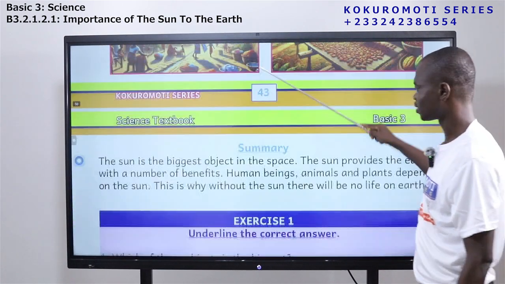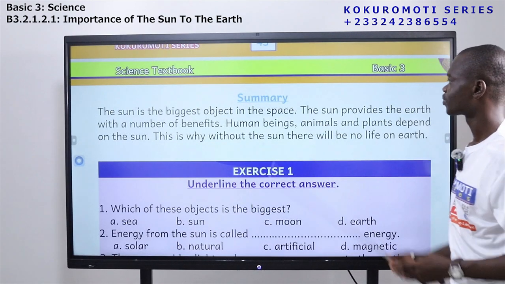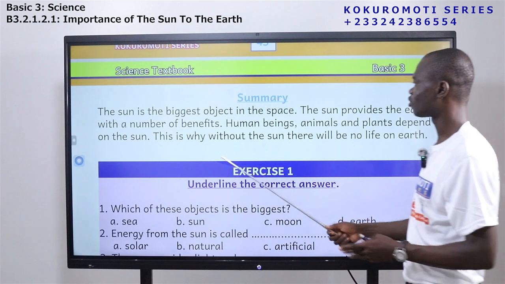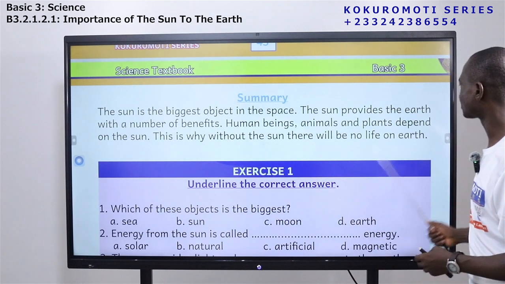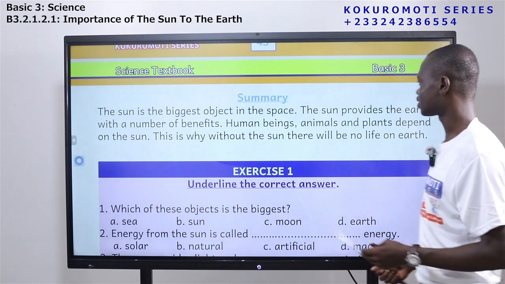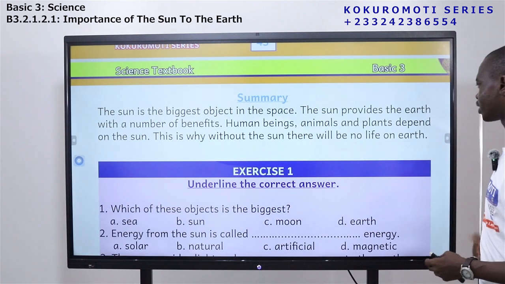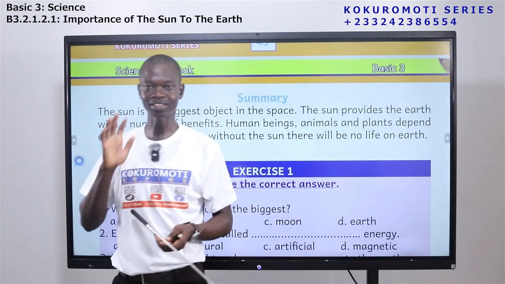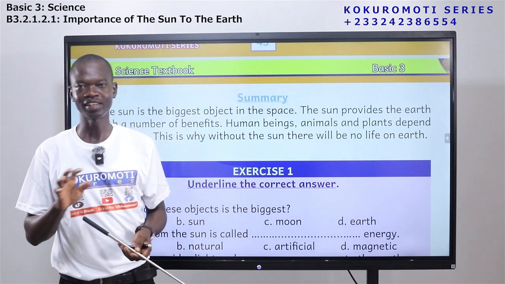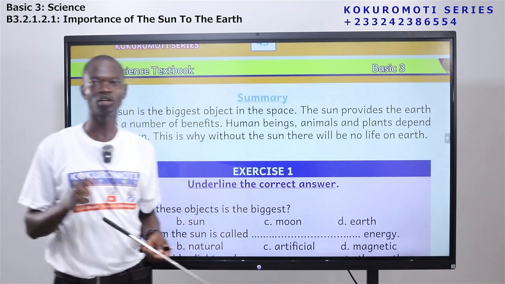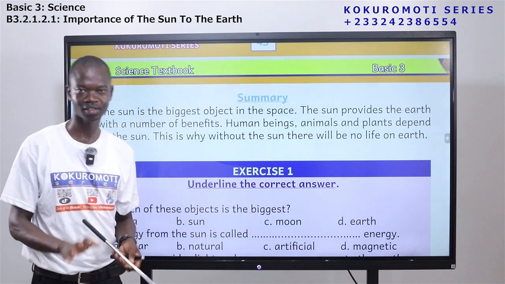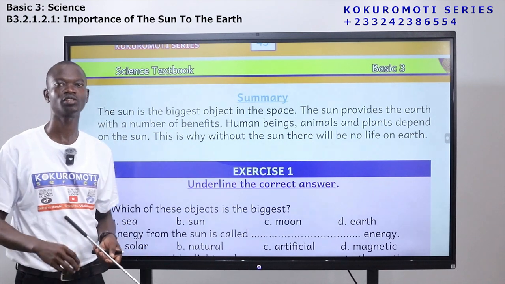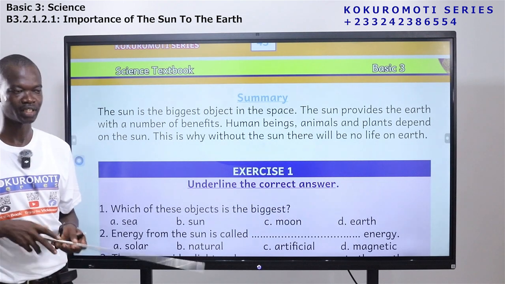To dry our things. Now in summary, we are saying that the sun is the biggest object in space. The sun provides the earth with a number of what? Benefits. Human beings, animals, and plants depend on the sun, and this is why without the sun there will be no life on earth. So you should understand that if the sun is not there, no living thing can survive. All living things depend on the sun. Animals, plants, and human beings, we need the sun to live on earth.